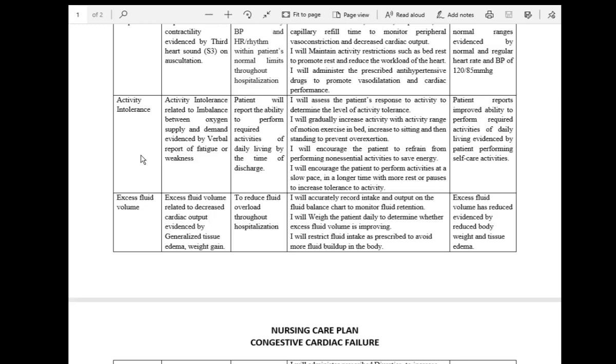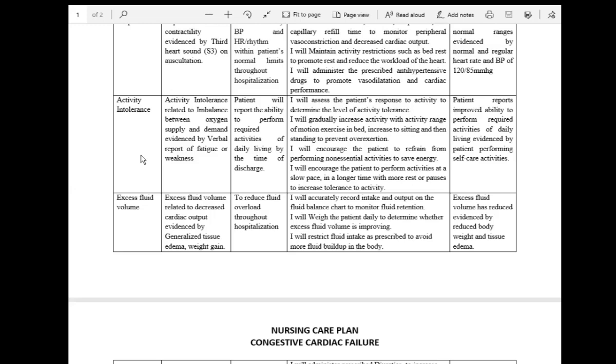And the second point, I will gradually increase activity with active range of motion exercise in bed, increase to sitting, and then standing to prevent overexertion. So you find that here we want the patient to tolerate activity. So we have to increase the levels of activity tolerance slowly or gradually. We have to ease the patient into the activity.